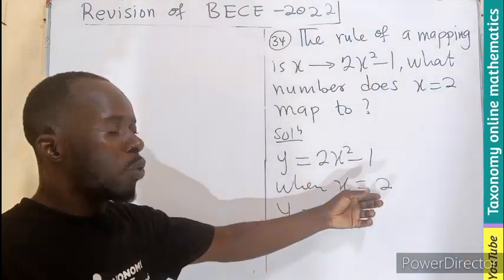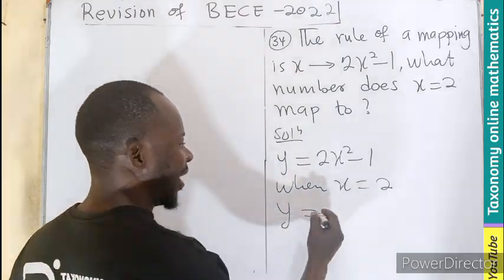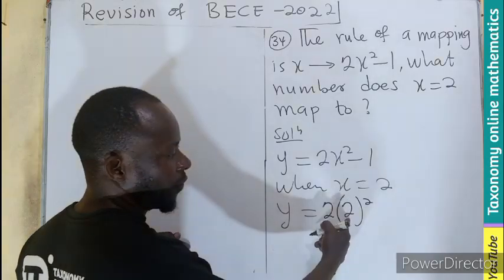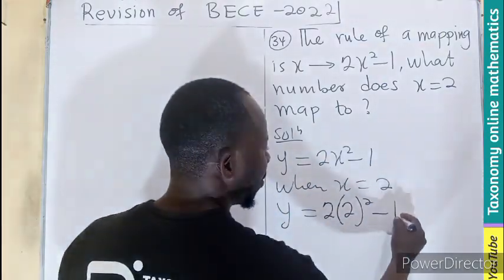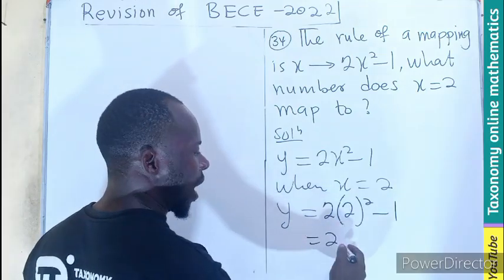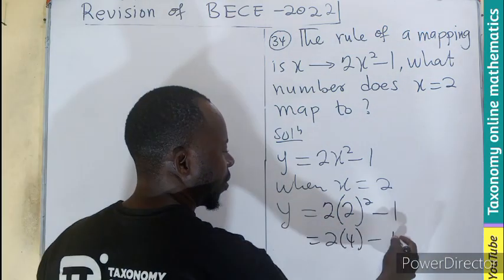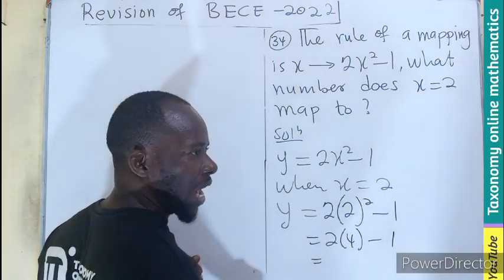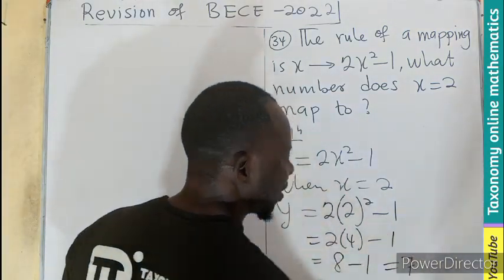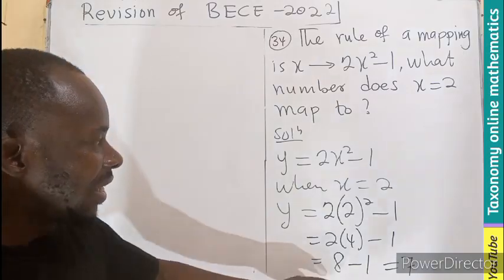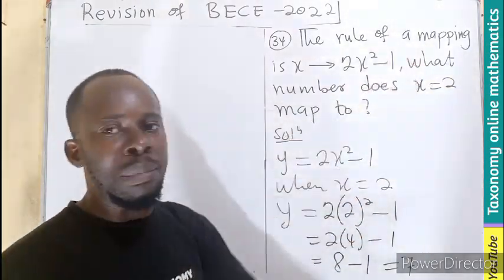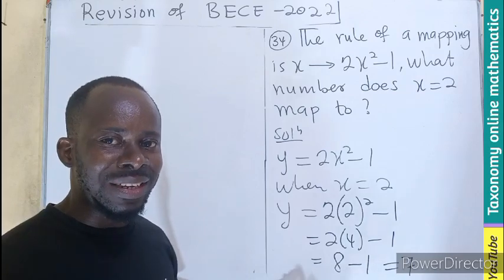So we substitute 2 in place of x in there, meaning 2 times the bracket of 2 squared, square of x, minus 1. I guess 2 will be here. 2 squared is 4, minus 1, 2 times 4, 8, minus 1, gives us 7. So 7 is the number that x being 2 maps onto. So the answer will be 7. I'm sure you get it.